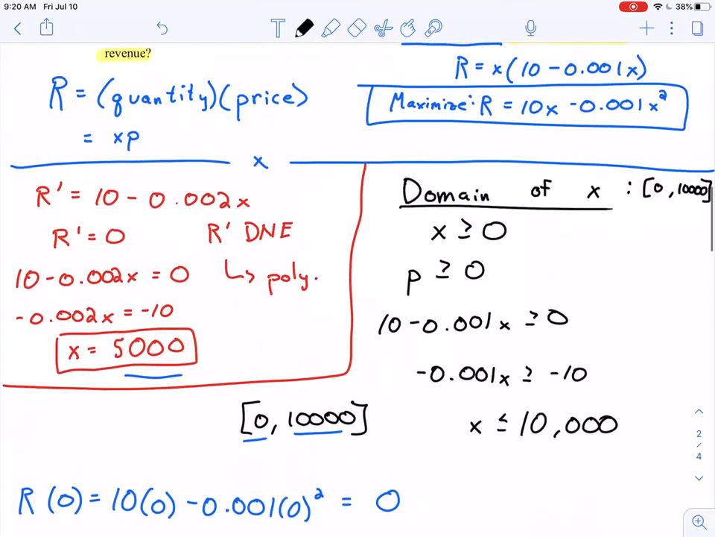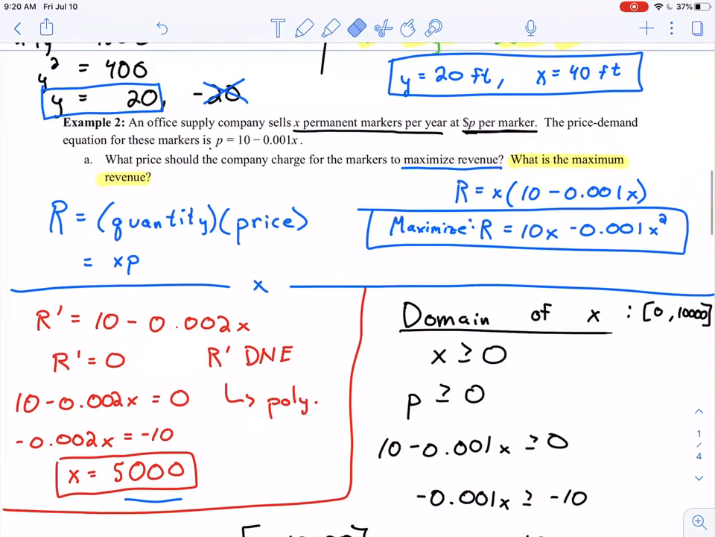The other piece of information that we were asked for here said, what price should the company charge for the markers in order to maximize revenue? So what should my price be? And for this, I'm looking at my price demand equation, P equals 10 minus 0.001x.